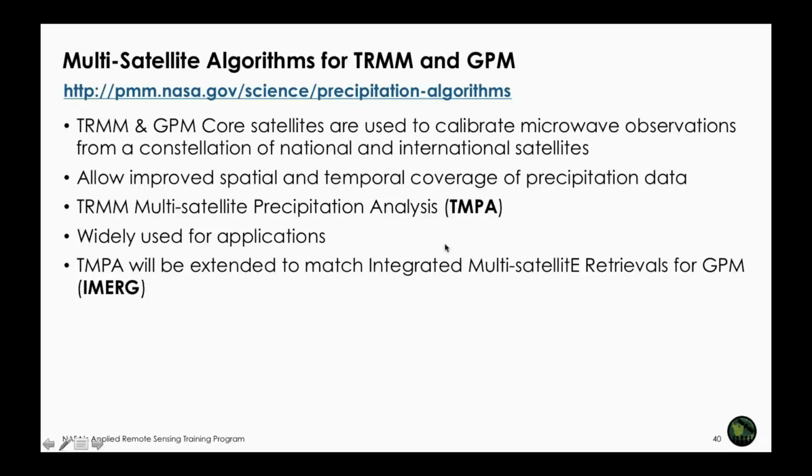The TRMM Multi-satellite Precipitation Analysis, TMPA, has been around for many years, since 1997, and is widely used for many applications, including flood monitoring. And IMERG is the Integrated Multi-satellitE Retrievals for GPM. It is similar to TMPA in the sense that it uses constellation satellite information with GPM.